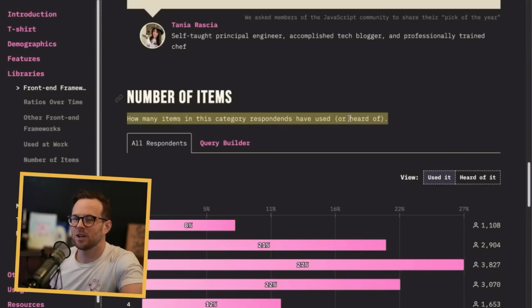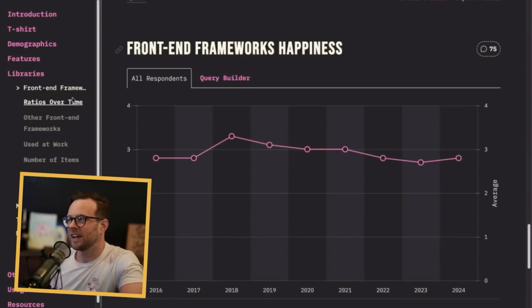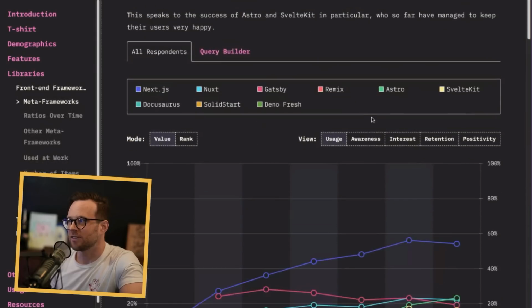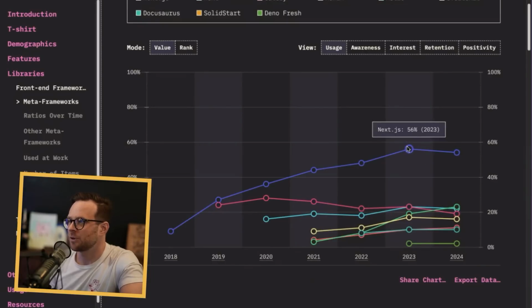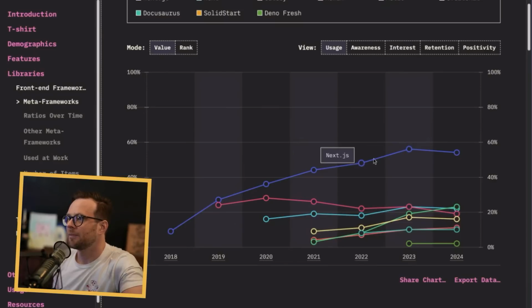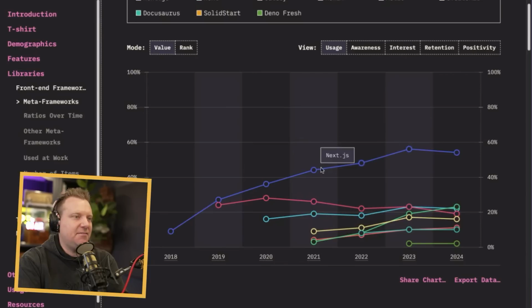The cool thing about State of JS is they have query builders for everything. So if you think this is pretty heavy React, or whatever, run the numbers, brother. You can do that. If we get into meta frameworks, Next.js usage has gone down for the first time from 2023 to 2024. It only went down 2%, but the trajectory before was pretty much up, up, and up. Major ups. It was like 10% every year, and then this year it finally went down 2%.